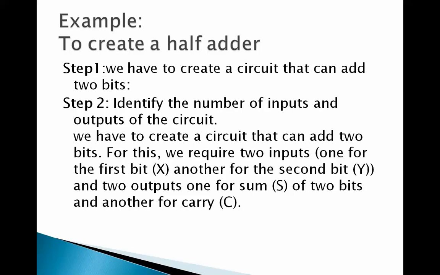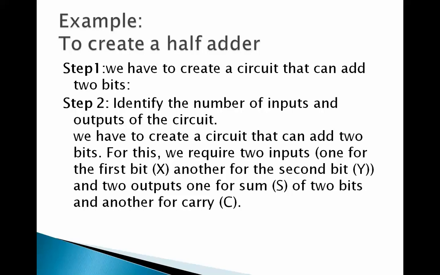As I am telling you, the half adder is used to add only 2 bits, so for sure there will be only 2 inputs. Then for the output, we have to decide the number of output variables, which will be 2. Because when we are adding 2 variables, we will have 4 combinations, since 2 raised to the power 2 is 4. The combinations will be 00, 01, 10 and 11.